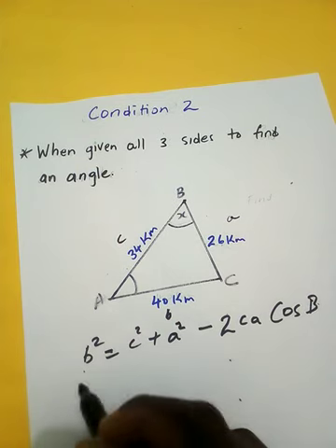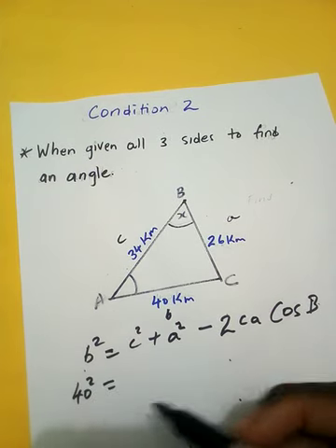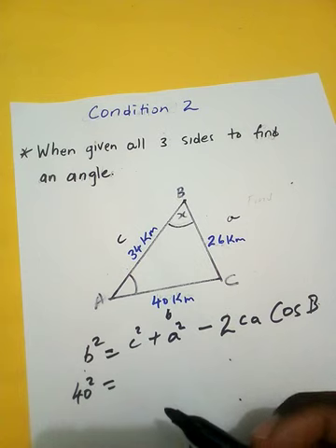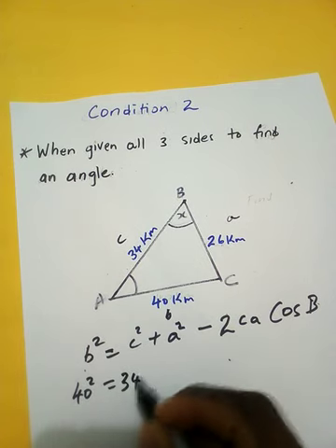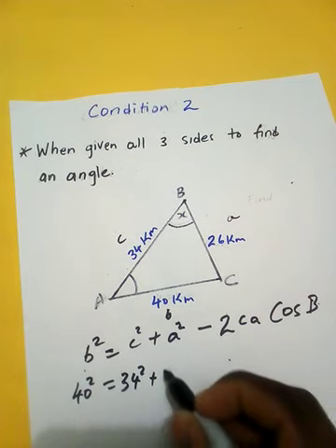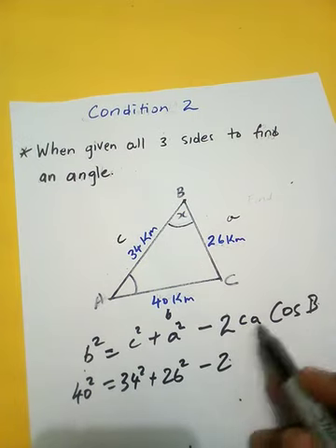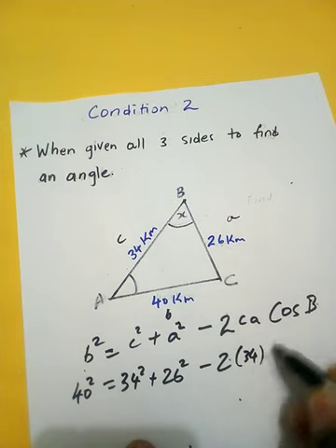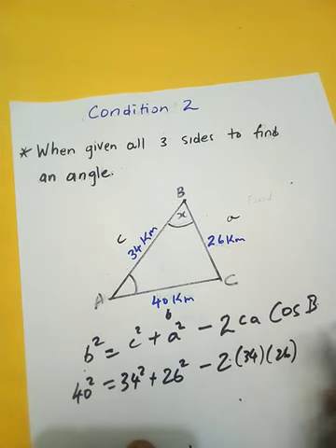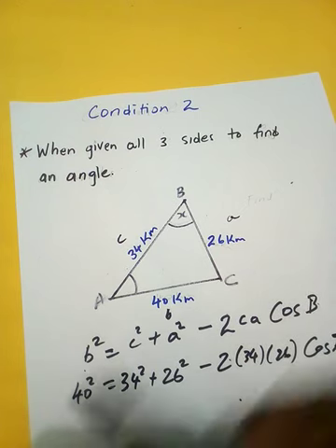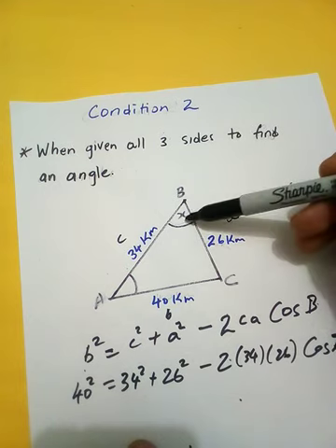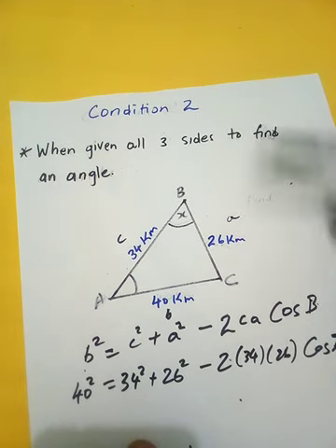Now we substitute the variables for the constants, the numbers. So b here is 40 squared equals, what is c? c is 34 kilometers squared plus, what is a? 26 squared minus 2 multiplied by c and a, so it's 34 times 26 cos B. What is angle B? We don't know, so we call it x, because we started with B and we wanted to find B, but we don't know the angle. This second condition has three sides and we find an angle.